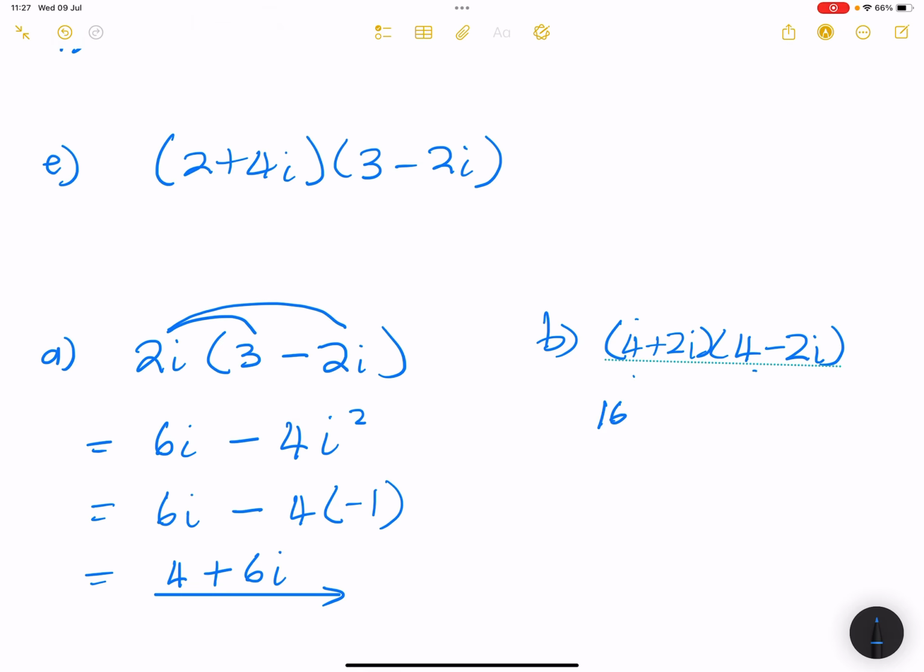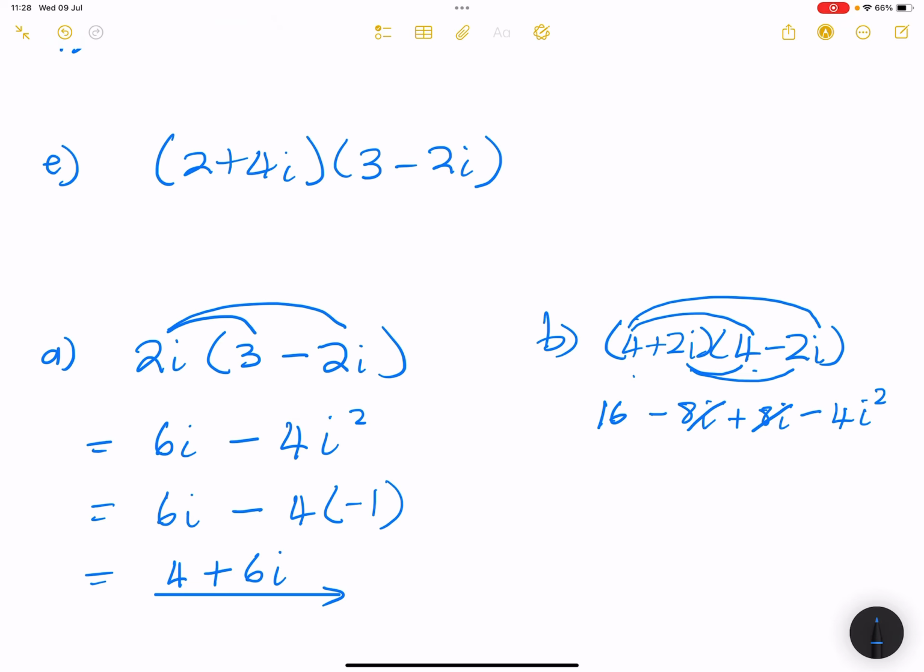So in this case, we've got 4 multiplied by 4. That will give me 16. But I'm going to show you the quicker way to do this. So we started with 4 times 4. Then we're saying 4 multiplied by negative 2i, that's negative 8i. That's 2i times 4, that's 8i. And 2i times negative 2i will give me minus 4i squared. I want you to note that the middle terms actually cancel each other out.